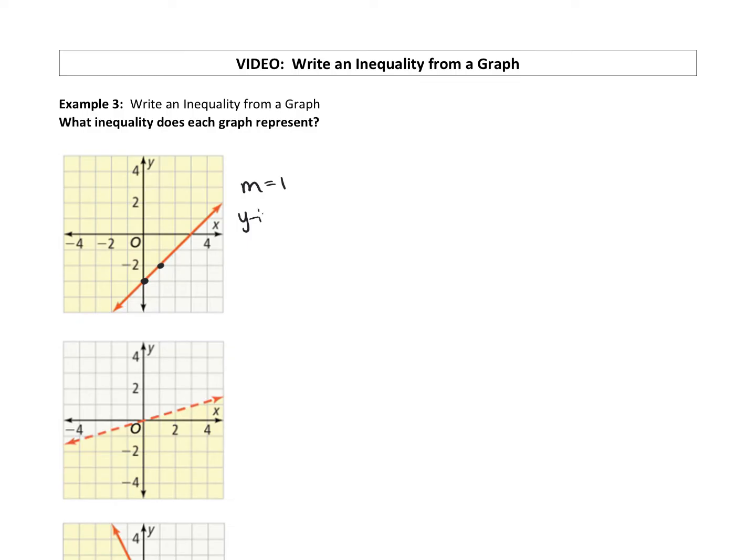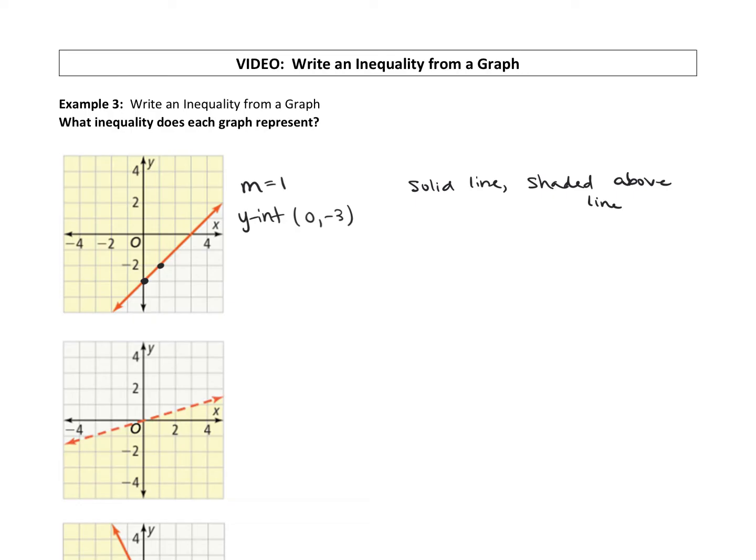The y-intercept is where we're crossing the y-axis. So here's the y-axis and it's crossing right there at -3. So your y-intercept is (0, -3). The other thing we want to notice is that we have a solid line and we are shaded above the line.